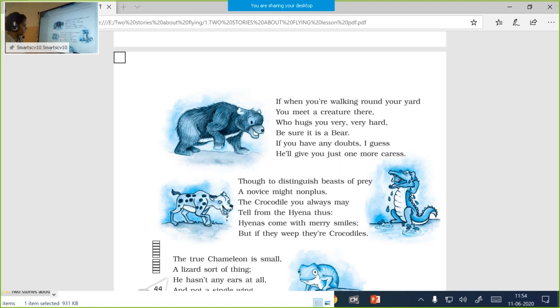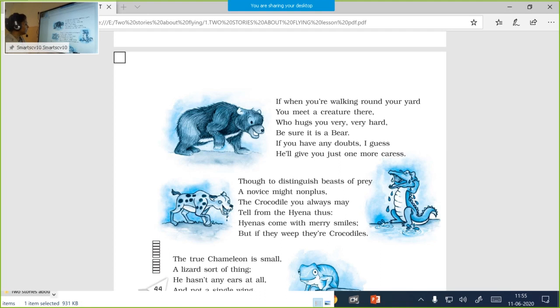A novice is a person who is new to a job. A novice might nonplus means a novice might be confused, or he may be totally baffled. He can be easily confused in the task of identifying animals. Such people can go for identifying a crocodile or a hyena, which is very easy when compared to identifying other animals. The crocodile you always may tell from the hyena thus. This is the way you can differentiate a crocodile from a hyena.